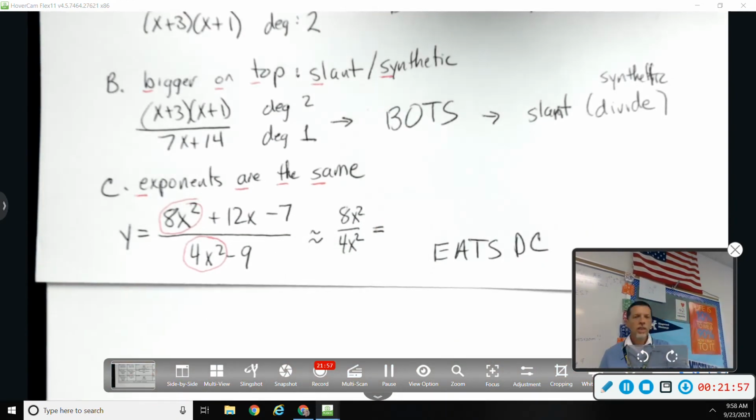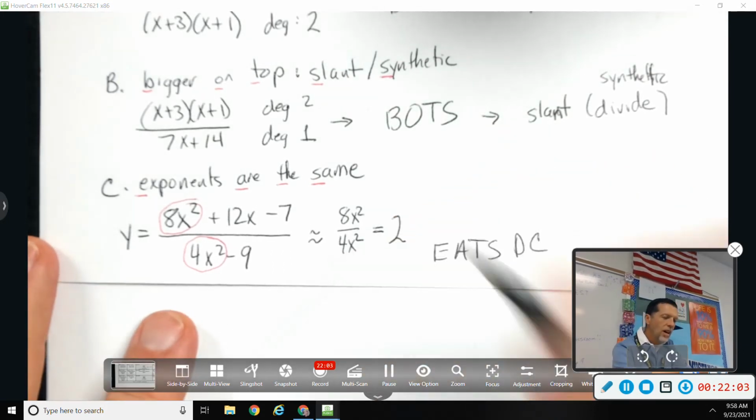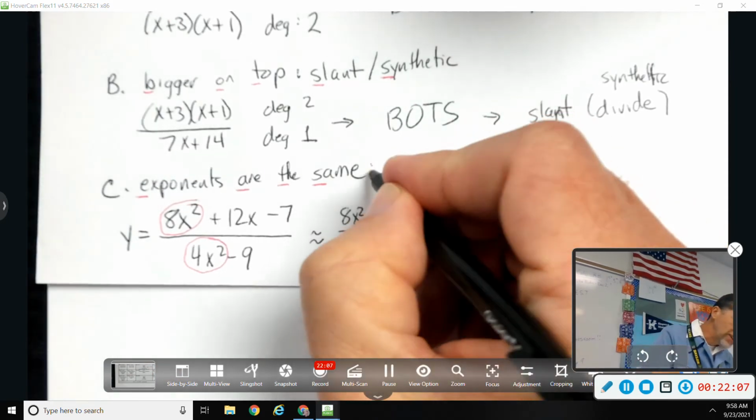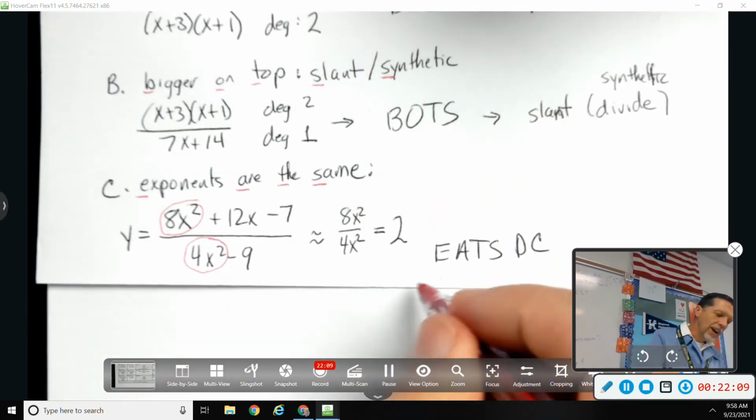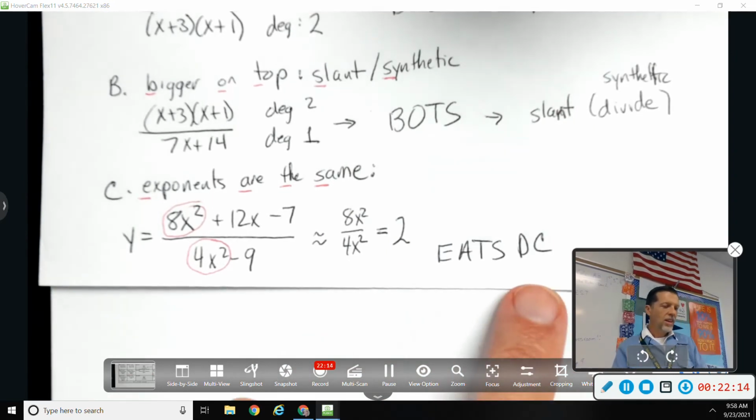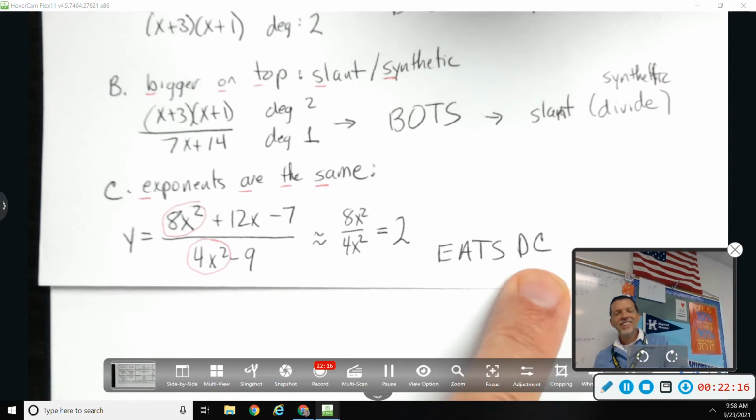But then what does 8x squared over 4x squared equal? 2. So now you might be able to figure out what DC stands for. You got the E part, exponents are the same. Double crossed. Not double crossed. Degree constant. Now what did I do in order to get my answer of 2?